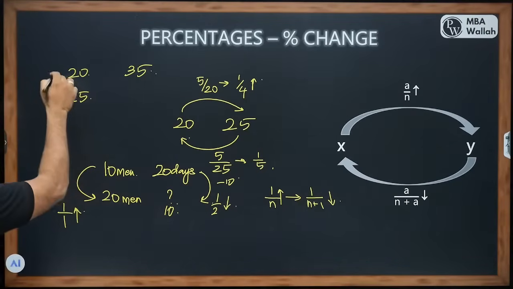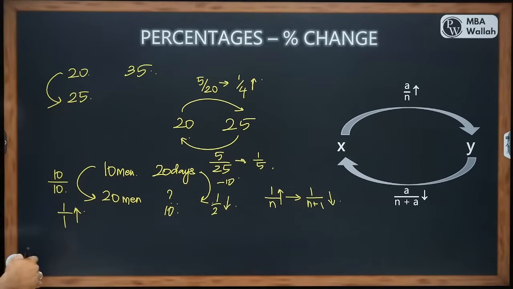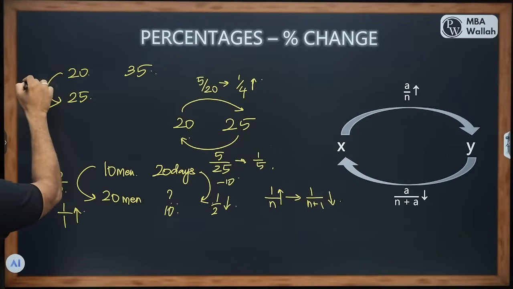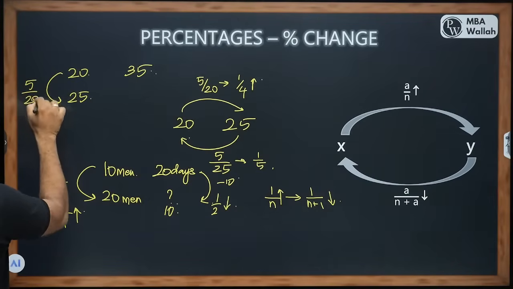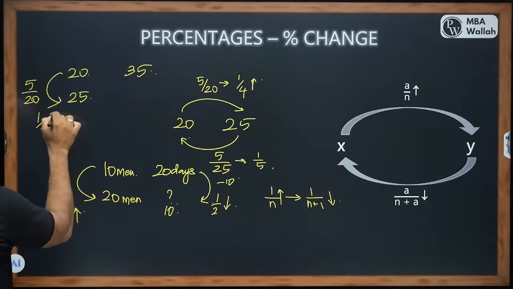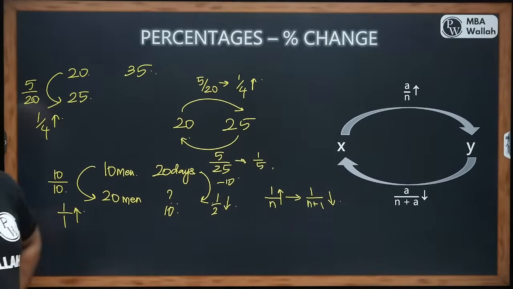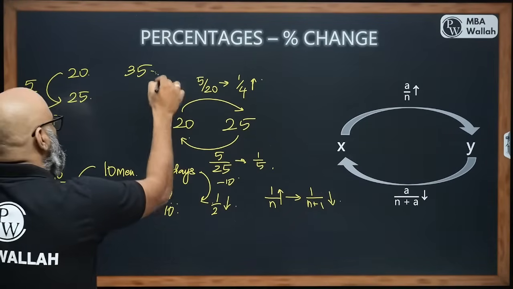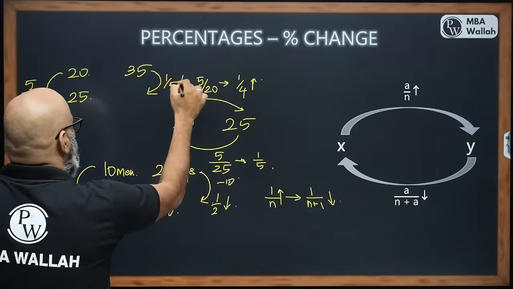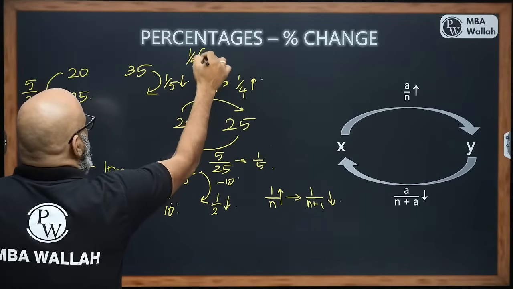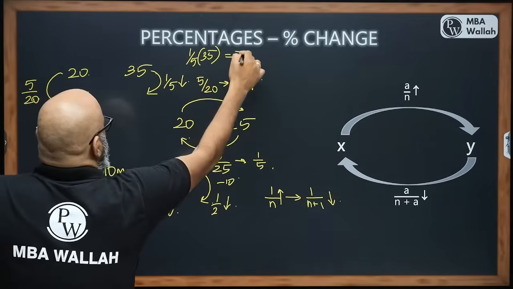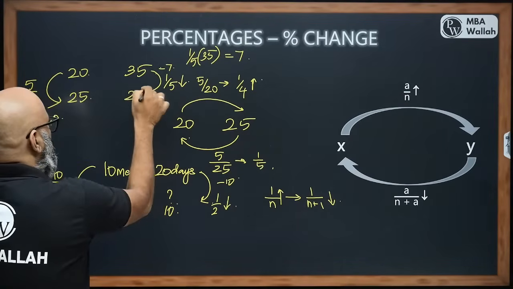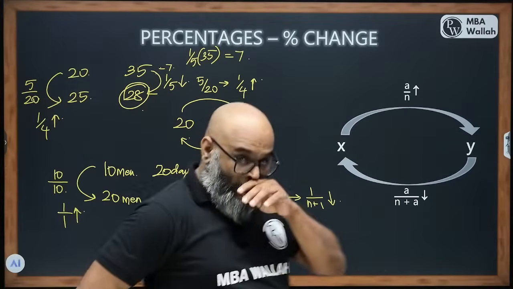Simple again. Look at the change. What is the change here? From 20 it has gone to 25, which is 5 increase from 20, which is 1 by 4 increase. If there is a 1/4 increase, what should be the decrease? It should be 1/5 decrease. What is 1/5 of 35? 7. So reduce 7 from here, you will get 28. That is your answer.